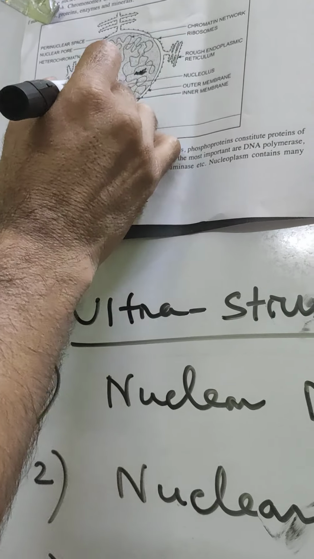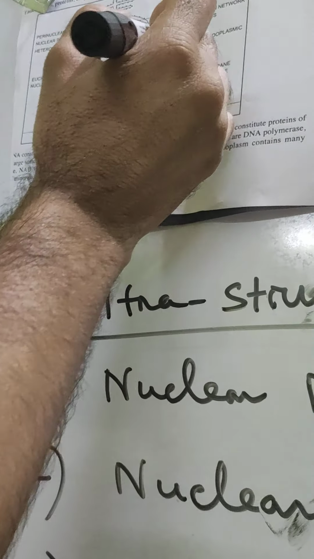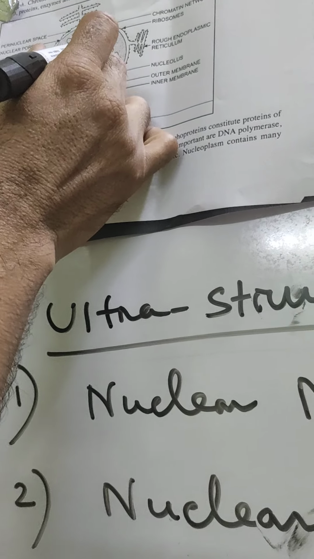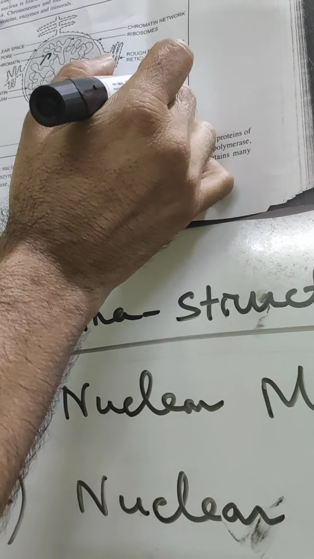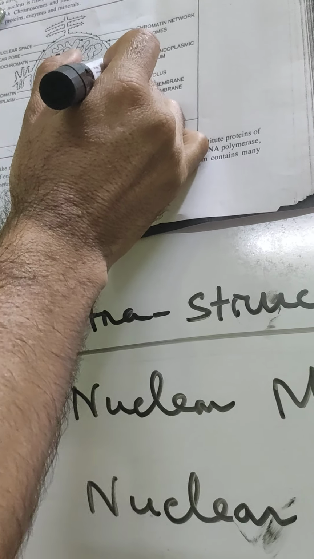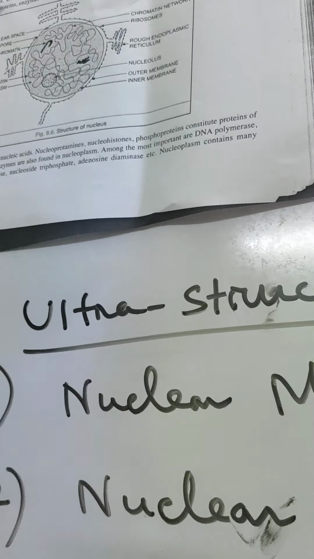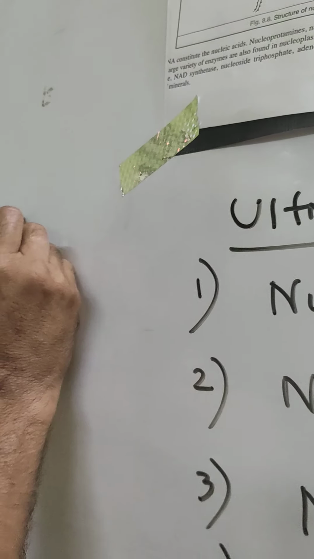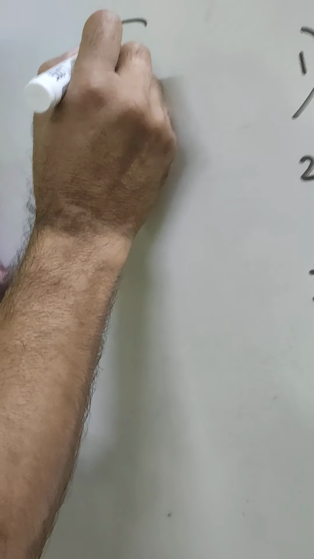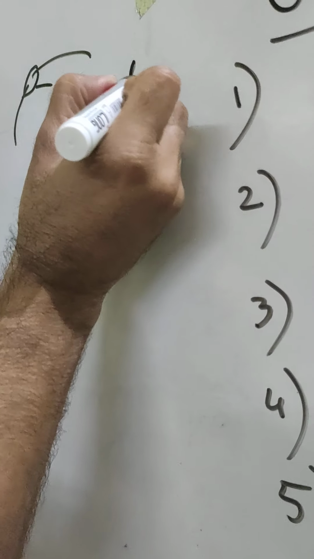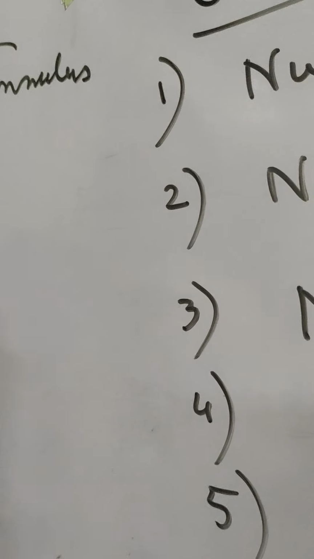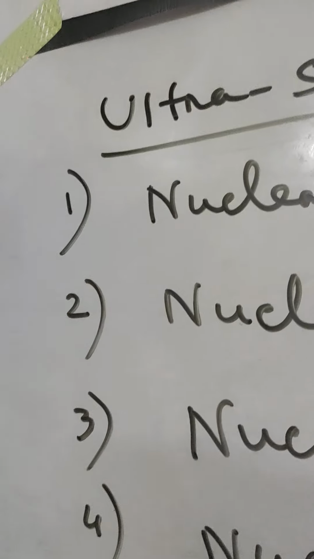Nuclear pore means gaps over the nuclear membrane. Through this nuclear pore, nucleoplasm can move to the cytoplasm or for performing some functions. These nuclear pores are covered by ring-like structures called annulus, which maintains the movement of the nucleoplasm between the nucleus and the cytoplasmic part.